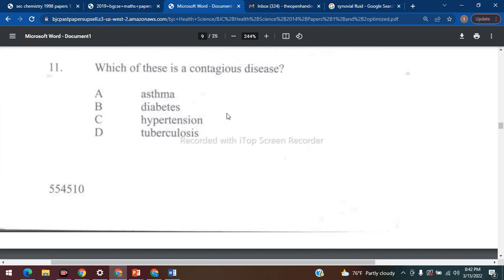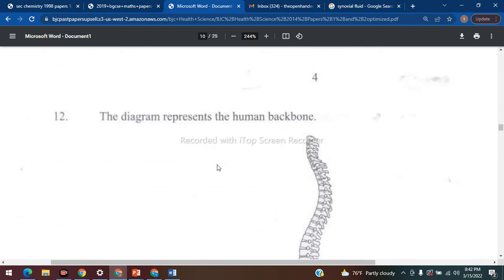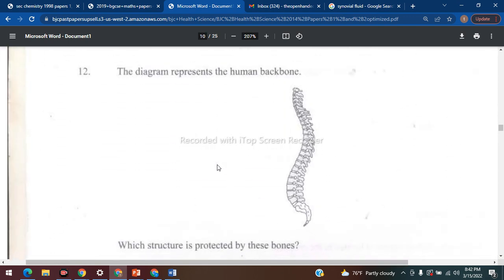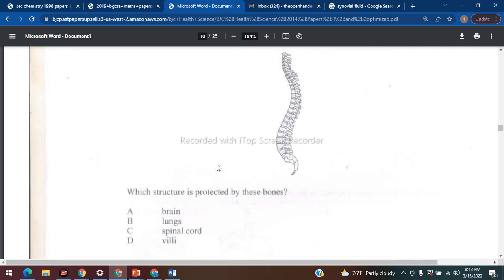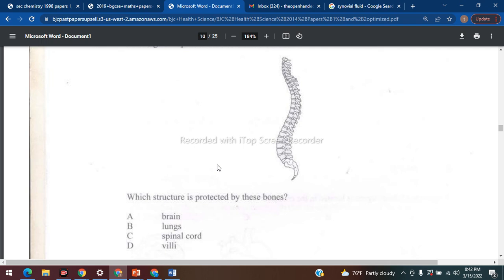Which of these is a contagious disease? Tuberculosis. Tuberculosis, very good. The diagram represents the human backbone. Which structure is protected by these bones? Lungs. What? No, scratch that. Hold on. Spinal cord. Yes. Oh, God, I'll be saying lungs. Oh my gosh. This protects the spinal cord.